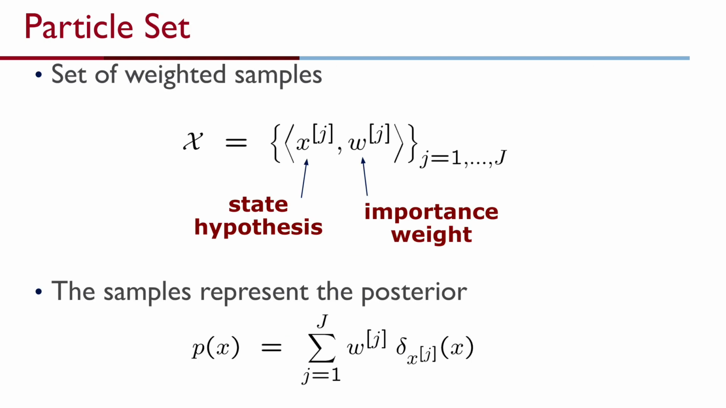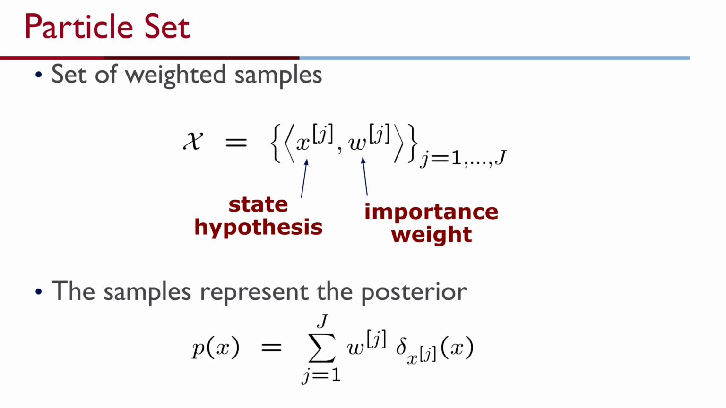On this slide, we introduce the idea of a particle set. A particle set is simply a collection of weighted samples. Each particle consists of two components, a state hypothesis and an importance weight. You can think of a state hypothesis as one possible explanation of where the robot might be. If we use 1,000 particles, we are effectively representing 1,000 possible guesses of the robot's state. Each particle also carries a weight, which indicates how likely that state hypothesis is. Taken together, these weighted particles allow us to approximate the posterior distribution.